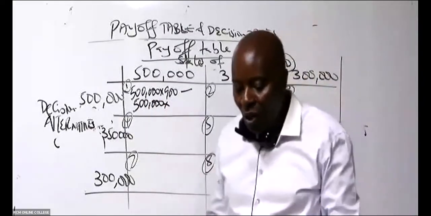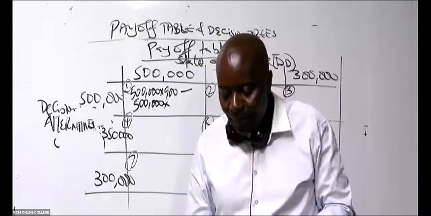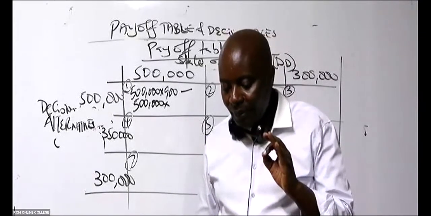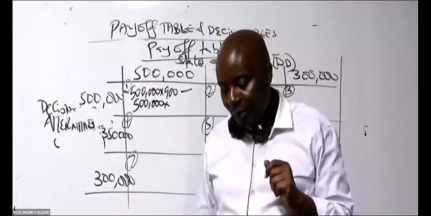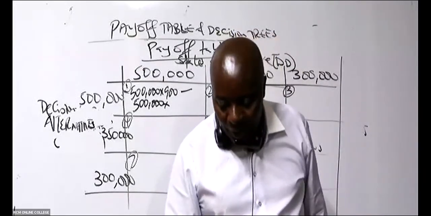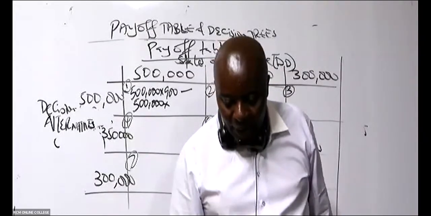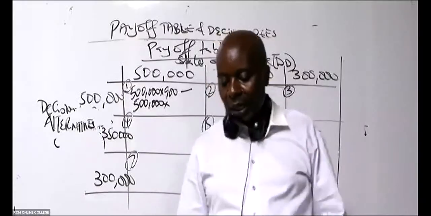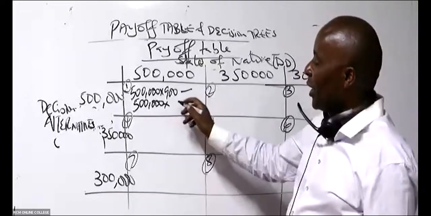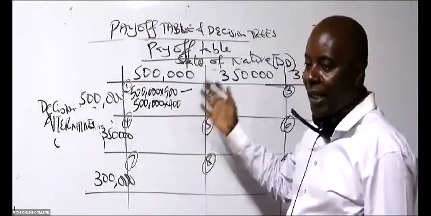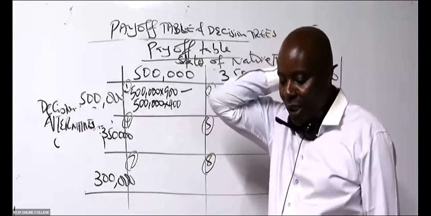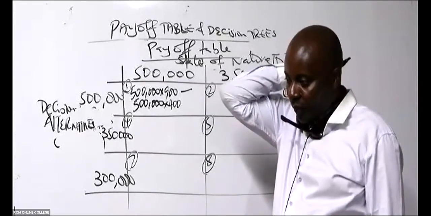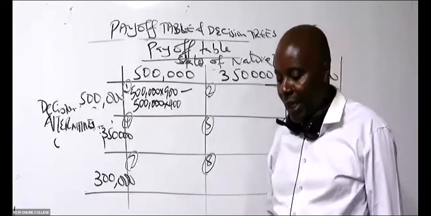Is there somebody who is able to see the cost of supplies per unit? Anybody who is able to see that from the question? The cost of supplies per unit. It's 400, Bob, isn't it? Yeah. They have told us, look at note 3. The production cost per umbrella is 400. So minus 400. Or rather, 500,000 times 400. So is there somebody who is able to give us an answer now here? If it's too huge, you can cut the many zeros.